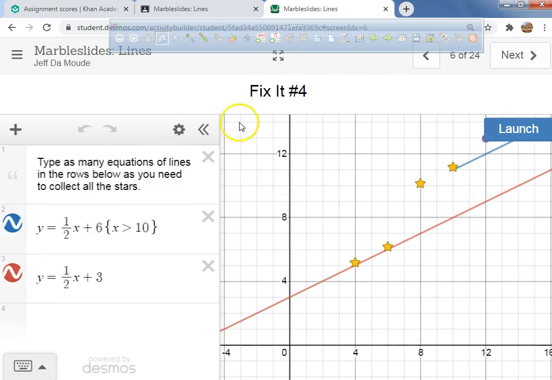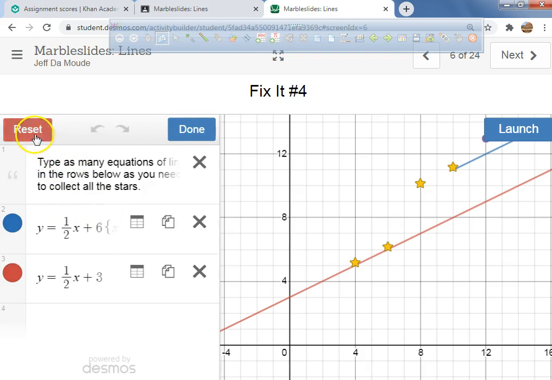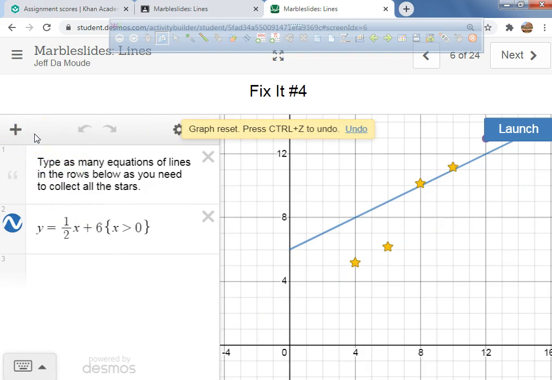All right, now I'm going to hit reset because I kind of gave away the answer here. So if we take a look at this, we're going to look at these instructions. It says type as many equations of lines in the rows below as you need to collect all the stars. Okay, well obviously we need more than one line, because we have to restrict this domain.